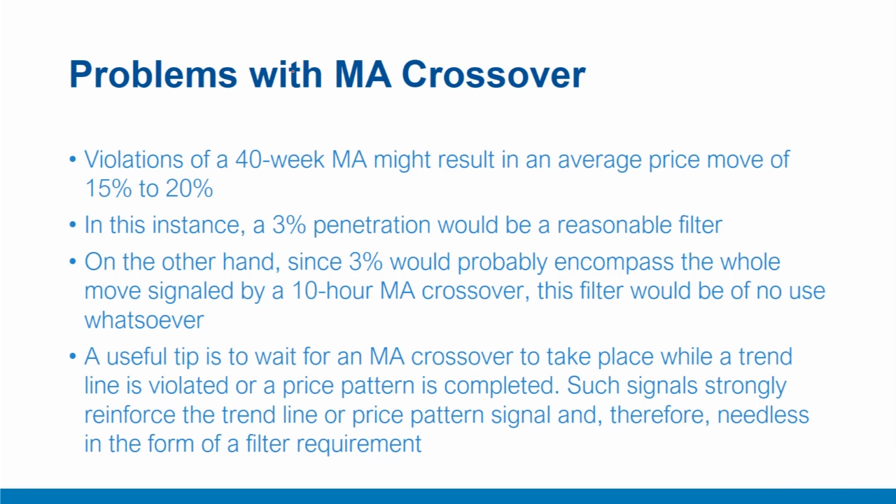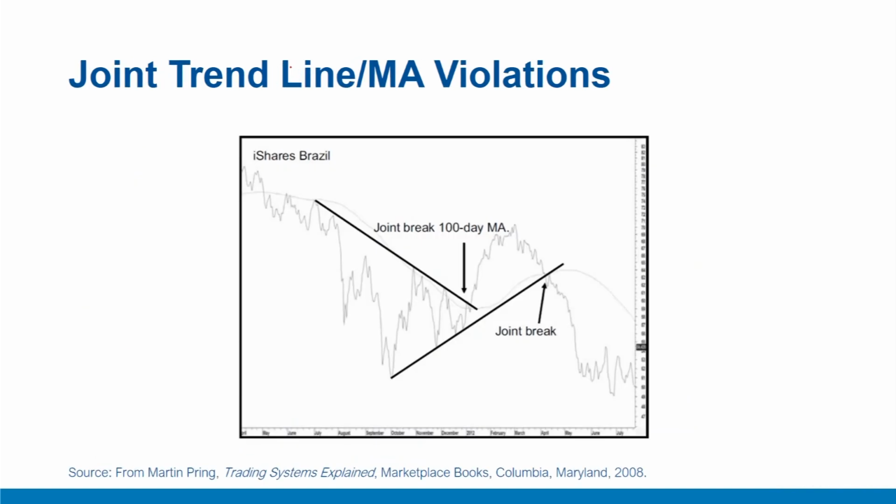A useful tip is to wait for an MA crossover to take place at the same time a trend line violation also occurs or a price formation is completed. Such signals strongly reinforce the trend line or price pattern signals and therefore need less in the form of a filter requirement. Sometimes it's possible to see an MA crossover accompanied with exceptionally heavy volume.